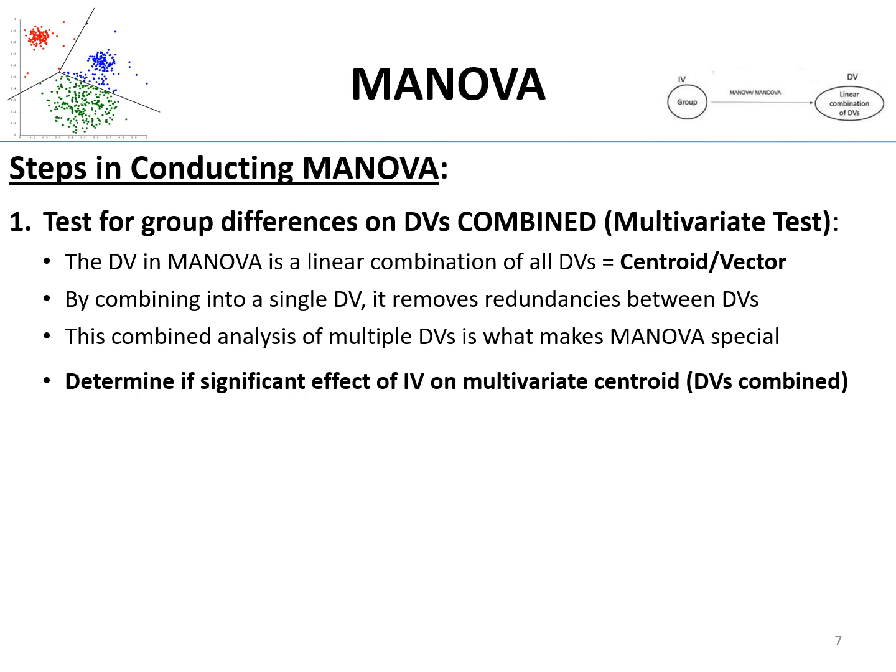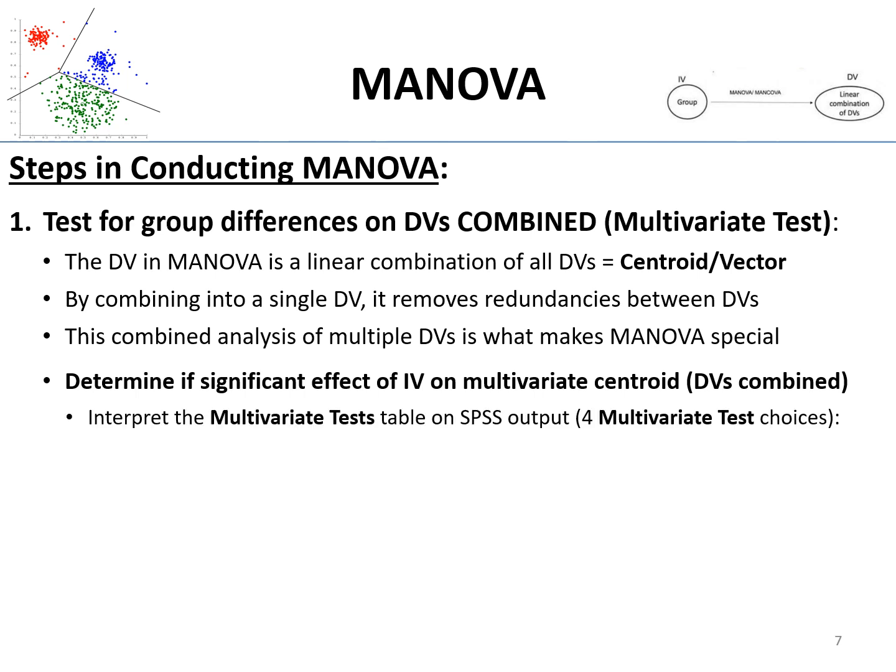So in this step, you determine if there's a significant effect of the independent variable on the multivariate centroid, that is the DVs combined. You determine if the groups significantly differ on the combined DV. You interpret this by using what are called multivariate tests, something totally new, that come in a table in SPSS, and you have 4 choices of which multivariate tests to interpret for determining if indeed the groups differ on this combined dependent variable.